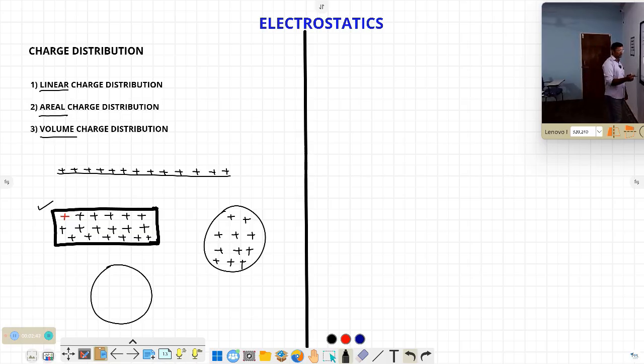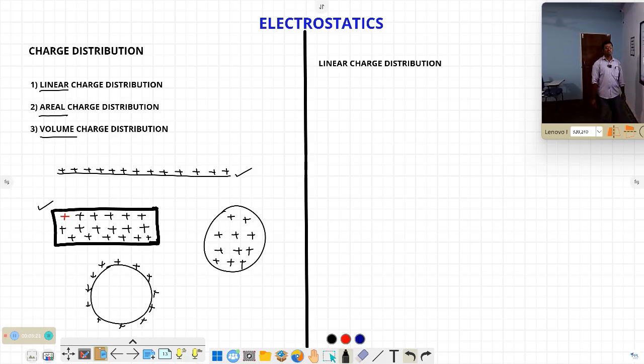It is similar to a football. Whenever you charge football-type bodies, the charges will accumulate on the surface of the body. So according to the body, sometimes the charges will be distributed linearly, sometimes areally, and sometimes volumewise. Now we are going to discuss what is linear charge distribution, what is areal charge distribution, and what is volume charge distribution, and we will derive the formulas. After that we will go for problems on this.